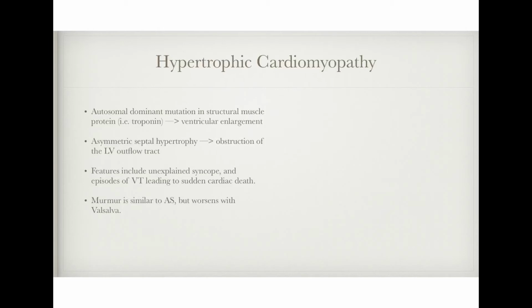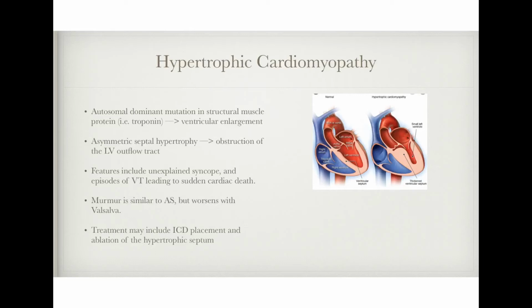The murmur will be similar to aortic stenosis, but will worsen with Valsalva rather than get softer, and this is because the extra preload in the left ventricle when the patient isn't doing a Valsalva helps to essentially stent the left ventricular outflow tract open and diminish the sound of the murmur. Treatment for this condition will include ICD placement to prevent fatal arrhythmias and ablation of the septum, often using chemical ablation to relieve the hemodynamic obstruction.